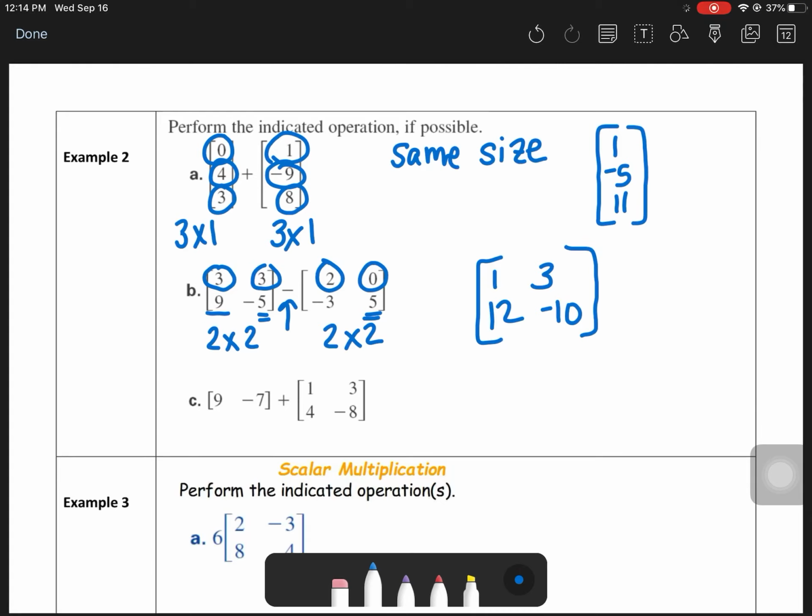In the next one, the measurement of the first matrix is 1 row and 2 columns, and the next one is 2 rows and 2 columns. They are not the same size, and so they cannot be added together.